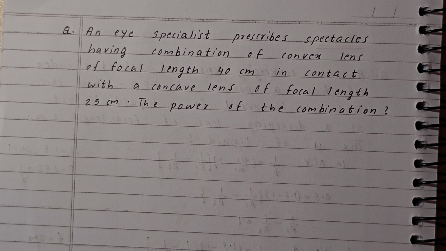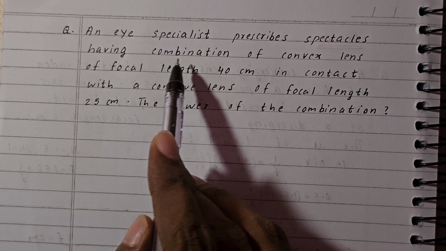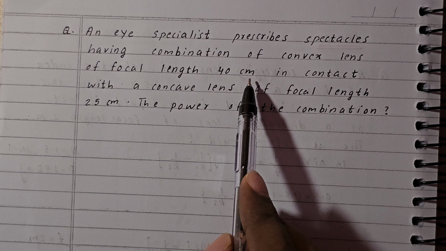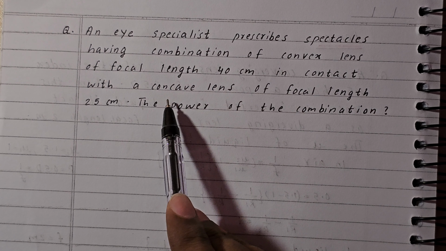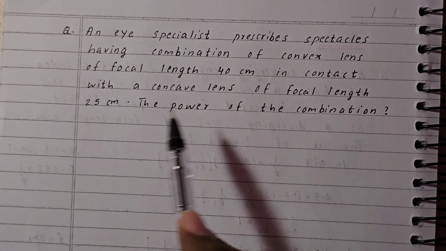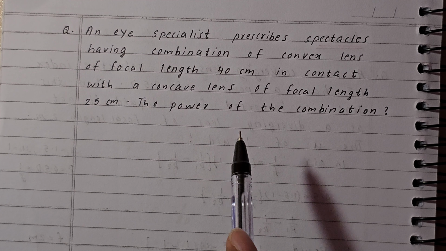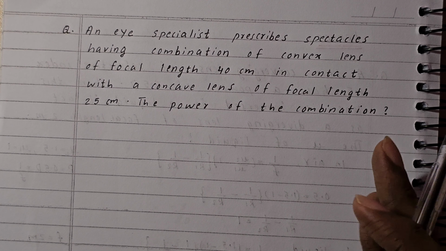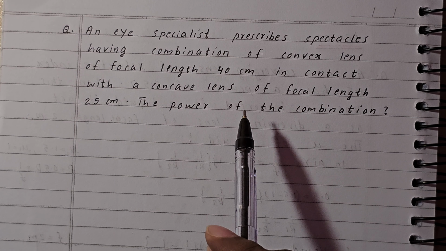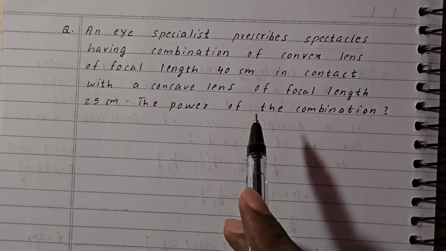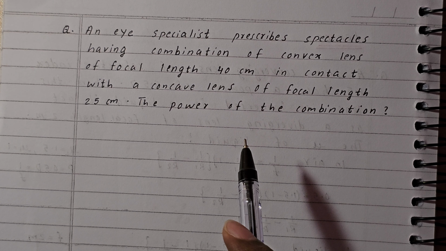Next problem. An eye specialist prescribes spectacles having a combination of a convex lens of focal length 40 centimeter in contact with a concave lens of focal length 25 centimeter. Find the power of the combination. So here there are two lenses, one convex and the other concave, and the focal lengths of both lenses are given. We have to find out the power of the combination.